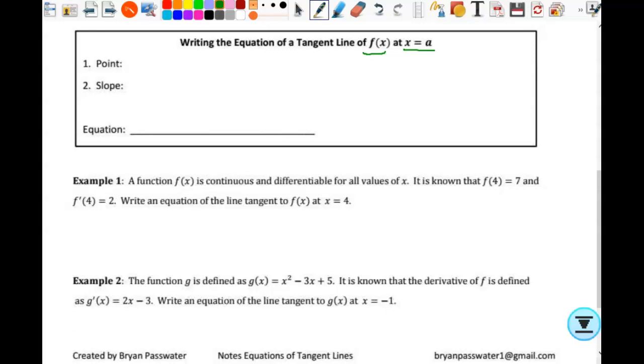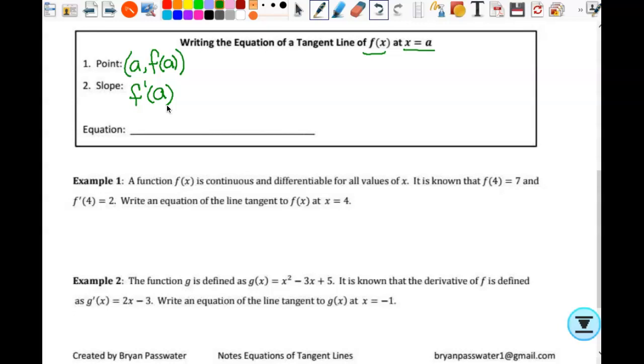So the way you find the point, every time the point is just a, because that's whatever that x value is. And then this is the function value at a. So it's like x comma f of x, right? The slope is just going to be f prime of a. Well, not x, of a. So it's the derivative at x equals a, whatever a happens to be.